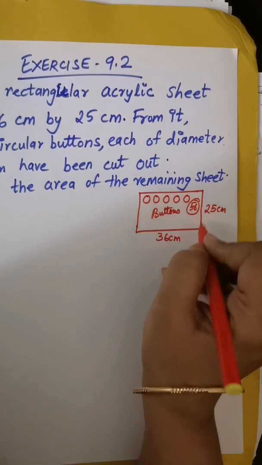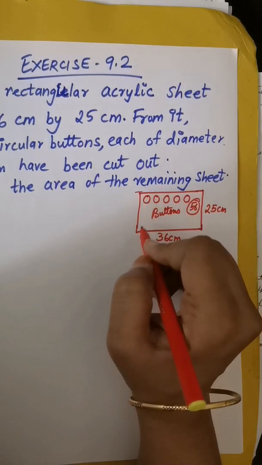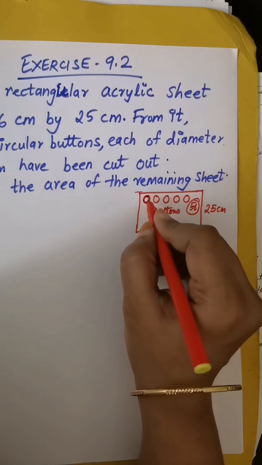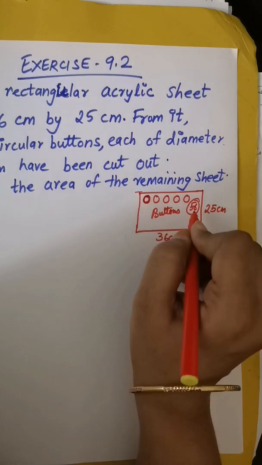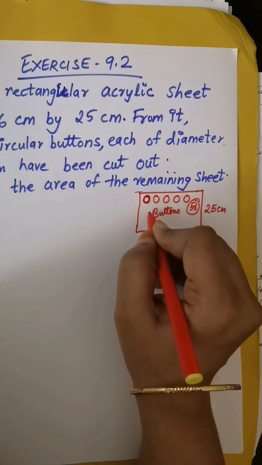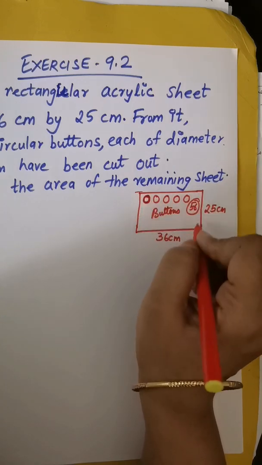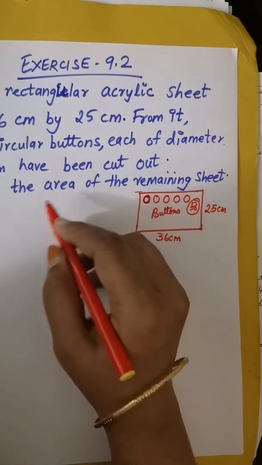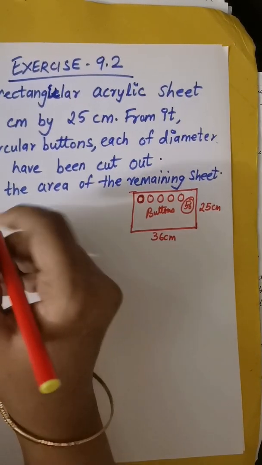So to find the area of the remaining sheet, we will first find the area of the rectangle. Then we will find the area of one circular button. Then we will multiply the area of one circular button by 56 because 56 buttons are there. So we will subtract the area of 56 buttons from the area of the rectangular acrylic sheet. In this way we will get the area of the remaining sheet. Come on, we'll start.